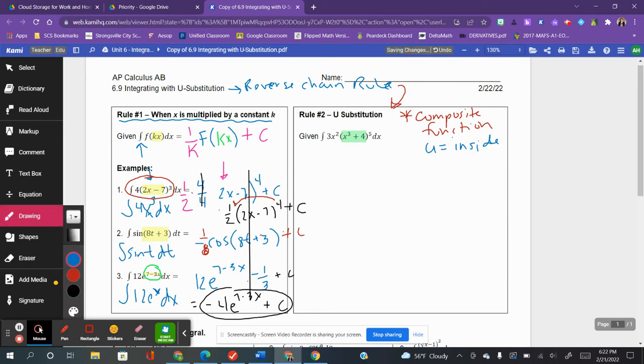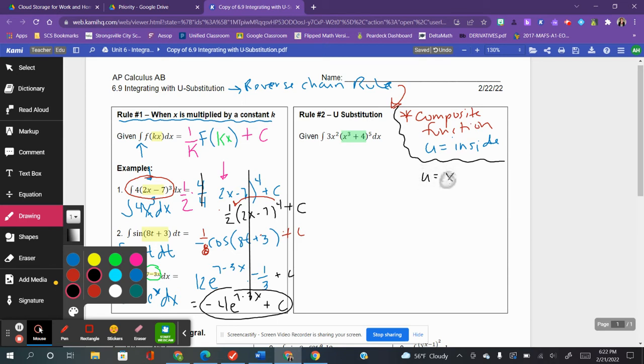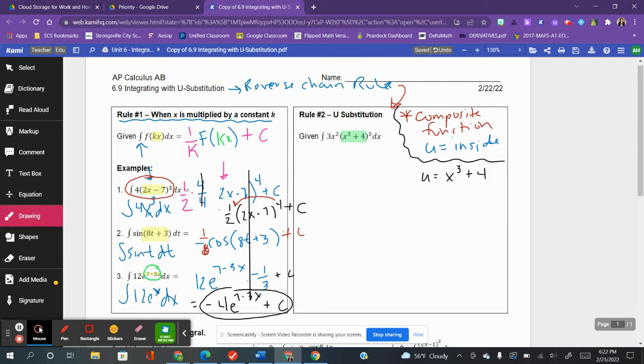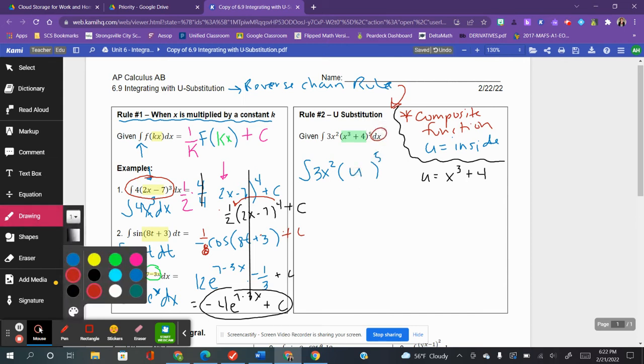All right, and so that's going to be my goal, is to identify the inside function and set it equal to u. Well, my inside function is x cubed plus 4. I'm going to say u is equal to x cubed plus 4. Now, the reason why I would do this is because I want to integrate a much simpler function, right? So I'm going to rewrite this. I've got the antiderivative of 3x squared, but now instead of x cubed plus 4, I'm going to say u to the 5th. All right, and we're going to hold off on this dx for a second.